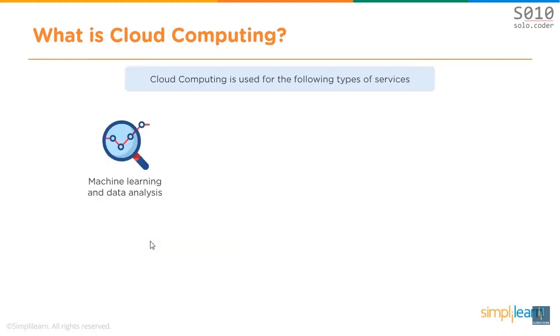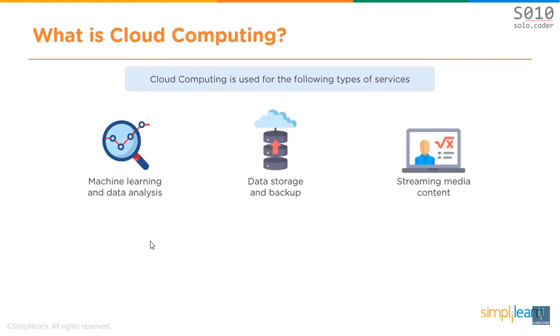Now, cloud computing is used for a wide variety of reasons. Firstly, there's machine learning and data analysis. Basically, there are services that analyze your data and tell you how you can work with this data better. Then there's data storage and backup, streaming media content. For example, did you know that the shows that you watch on Netflix, actually all of them are in the cloud. So you're connected to the internet and you browse through Netflix and you get access to the videos.